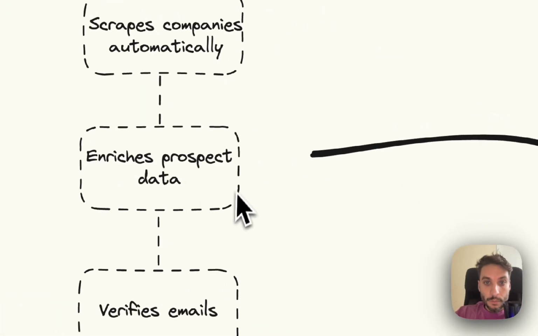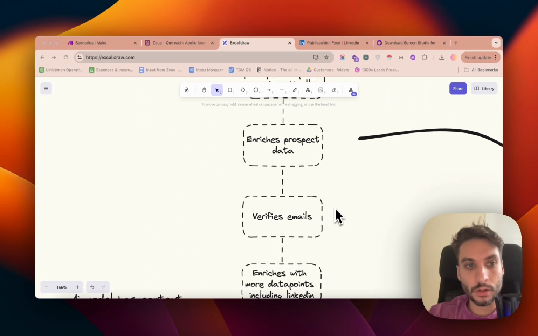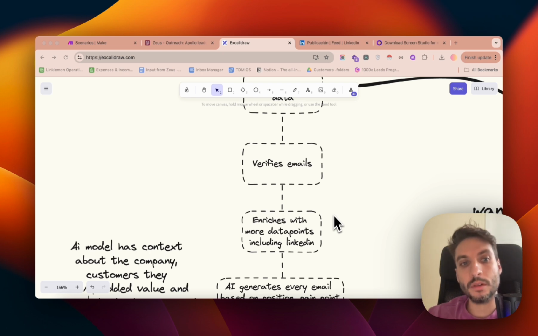Then we enrich the prospect data. We get everything using different data enrichers like Apollo, Better Contact, and others. Then we do 2 things. We verify the emails and we enrich with more data points. So once we know that email is valid, we will scrape or enrich LinkedIn data, and not only from the prospect, but also from the company. With this data, we are going to be able to generate super personalized emails at scale. And then the prospect is going to feel that someone actually took time to write that email, instead of getting a template like 99% of people are doing nowadays.